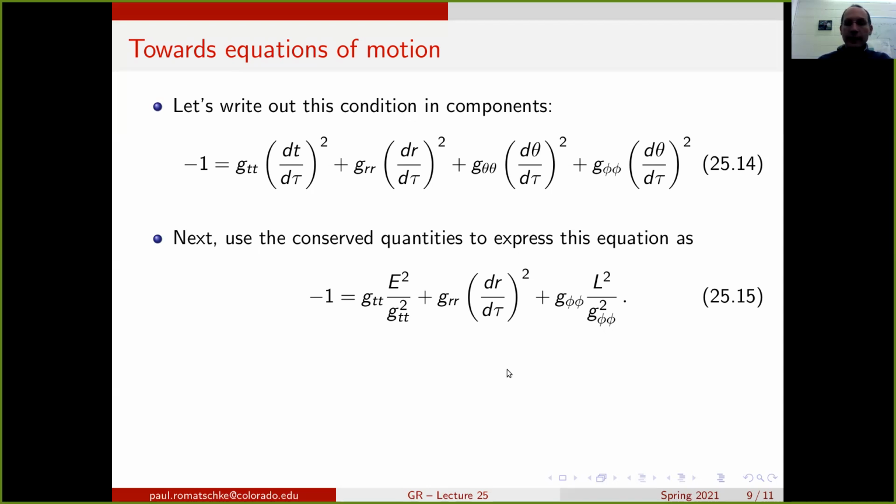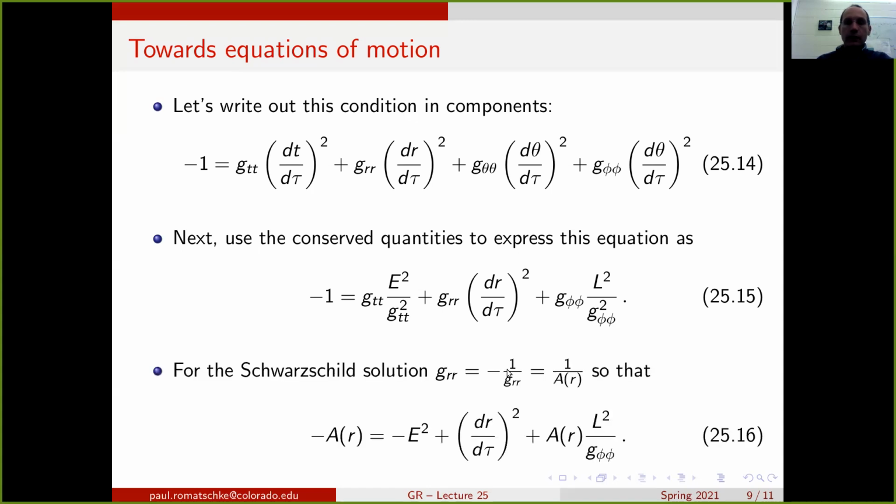So clearly some of these terms cancel. We can bring them to the other side using, for instance, the fact that g_tt is -1 over g_rr, and that's equal to this factor, or 1 over this factor, A(r) of the Schwarzschild metric. If we make this replacement and bring terms to the other side, we find that this equation is -A, this factor A of the Schwarzschild metric, equal to -E² plus (dr/dτ)² plus A(r) L² over g_φφ.